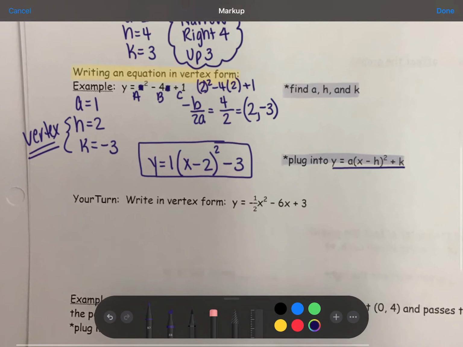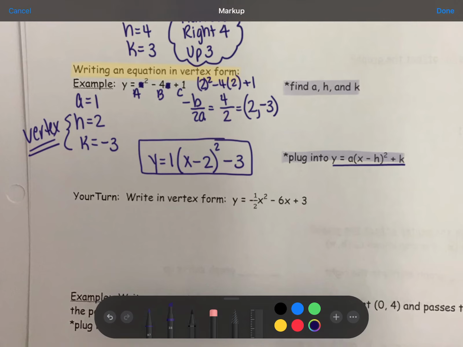All right, your turn. Pause the video, work it out, and see what you come up with and see if it's the same thing I get. All right, so A is -1/2. H, I don't know yet. K, I don't know yet. The only thing I could pull from the equation was A. So I'm going to do -b over 2a. If it helps, you can label your A, B, and C. So B is already negative, it becomes positive. 2 times -1/2 is -1, so that makes that a -6.